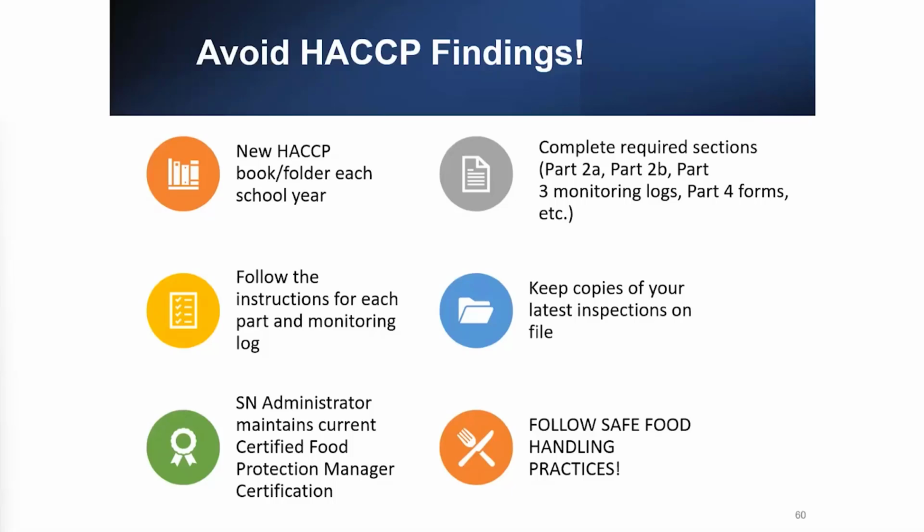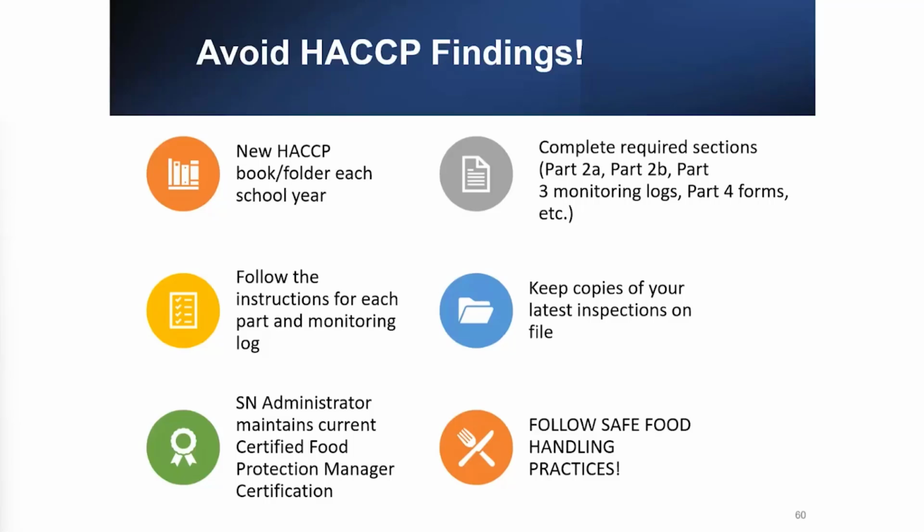Make sure all areas of the HACCP plan template are completed annually. That includes Part 2A, 2B, any monitoring logs in Part 3, Part 4 forms, and any other areas. Again, Part 2B only needs to be revised as information changes, but please keep the original version before you make any changes. What I advise is maybe if you've handwritten on that, and you want to continue to handwrite, make a photocopy of the original version, and then you can mark out and change information on the copy that you can use for the next school year.